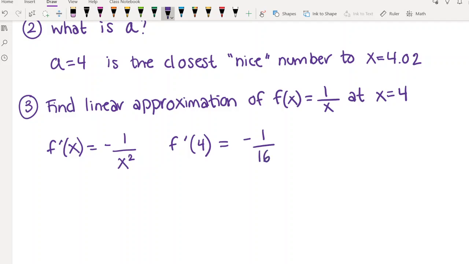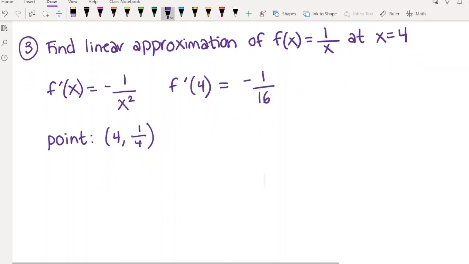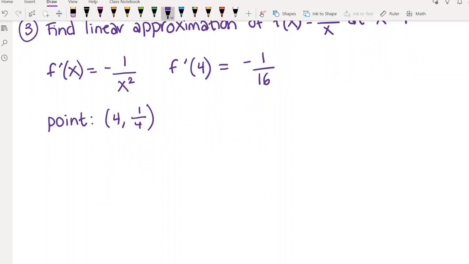And then what point does this go through? It goes through the point where x is equal to 4. And how do we find the y coordinate? We plug it into our original function. So f of 4 is 1/4. So now we can go ahead and write our equation. We have y minus 1/4 is equal to negative 1/16 times x minus 4.